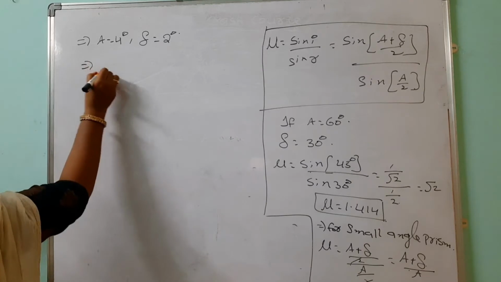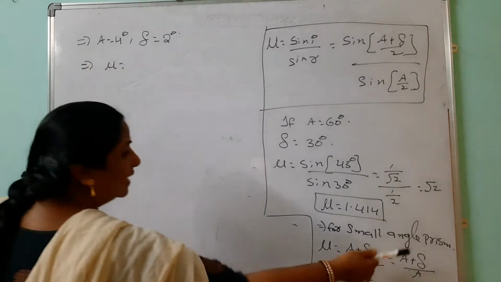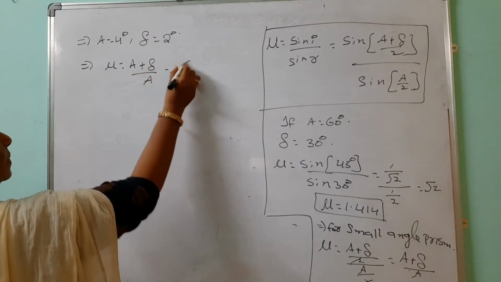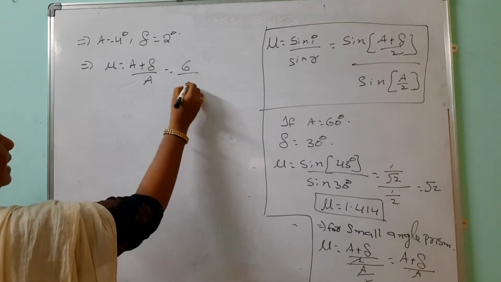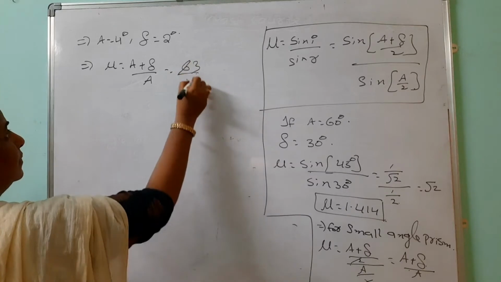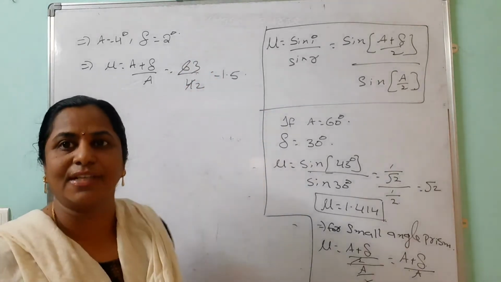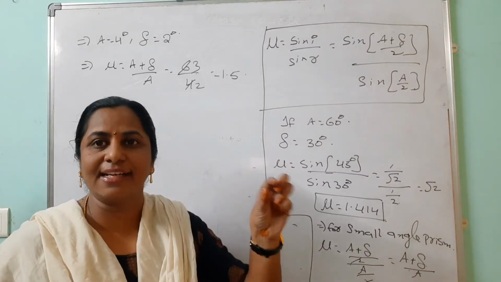So in this case, how to find out? Directly you can take it as a plus delta by a. 4 plus 2, 6. 6 by the angle of the prism, which is 4. This is 1.5. So like that we can find out the refractive index, and you read that question properly.